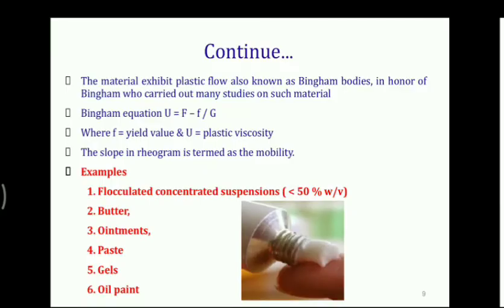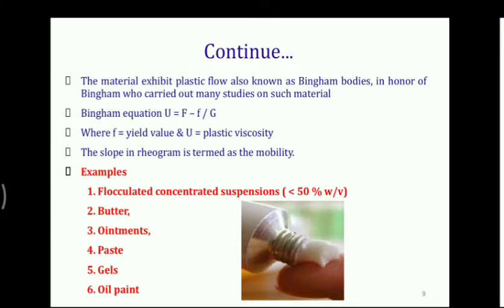Mathematical derivation: a material exhibiting plastic flow is also called a Bingham body, in honor of Bingham, who carried out many studies on such materials. The Bingham equation is U = (F - f) / G. In this equation, f is the yield value and U is the plastic viscosity. Instead of simply saying viscosity, the viscosity of the plastic system is called the plastic viscosity. The slope in the rheogram is termed the mobility.